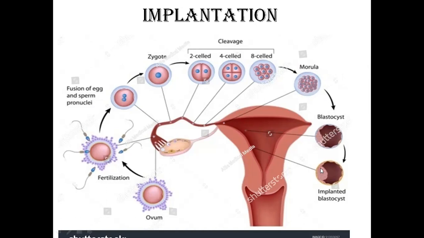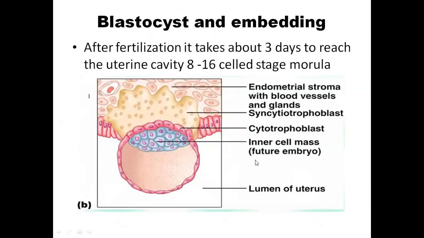That is, here it has differentiated into inner cell mass and the trophoectoderm, that is the syncytiotrophoblast and the cytotrophoblast, before it gets implanted into the uterine cavity. So here we see a blastocyst being embedded.